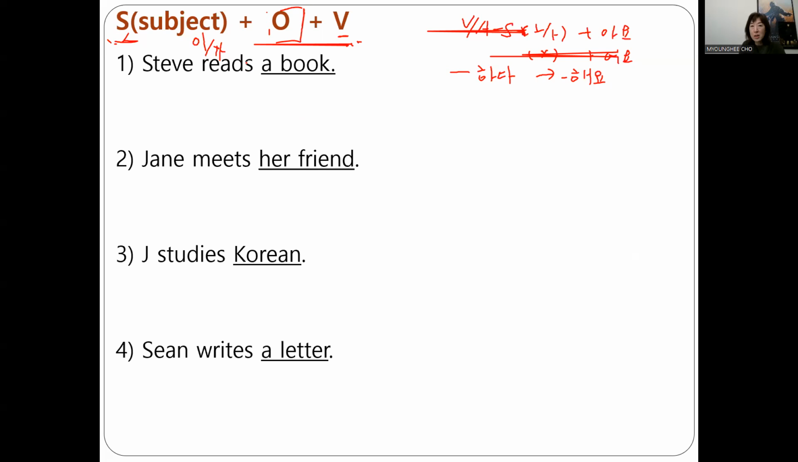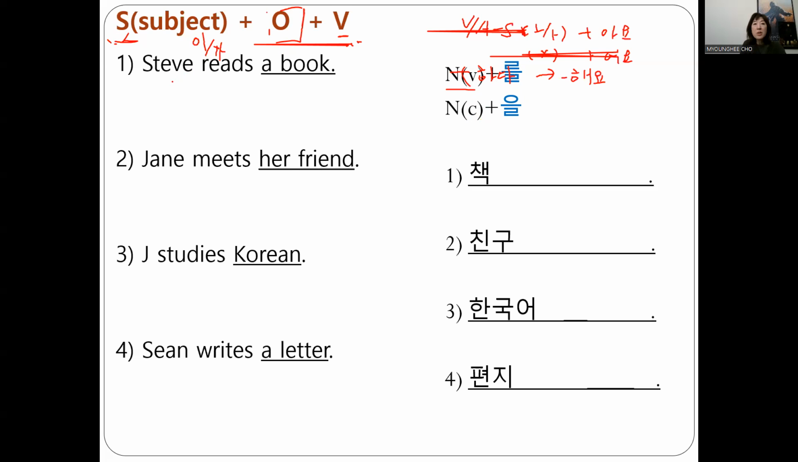Now you should know one more element, the object. We have object markers, right? They have no meaning but are only functional words that indicate that the noun they go with is the object in the sentence. So what are those object markers? As you know, when the object noun ends with a vowel, then 를, and with a consonant, 을.